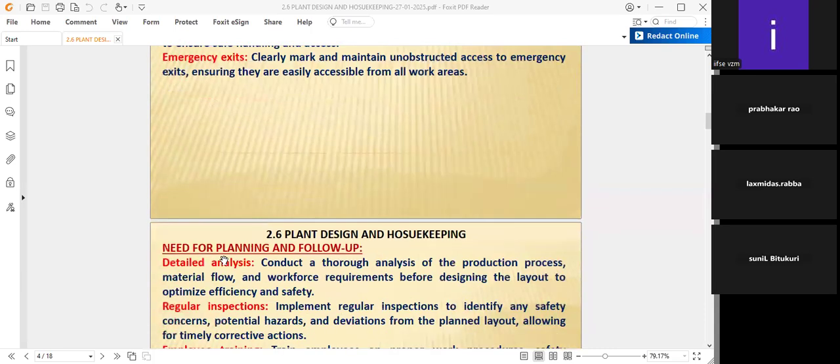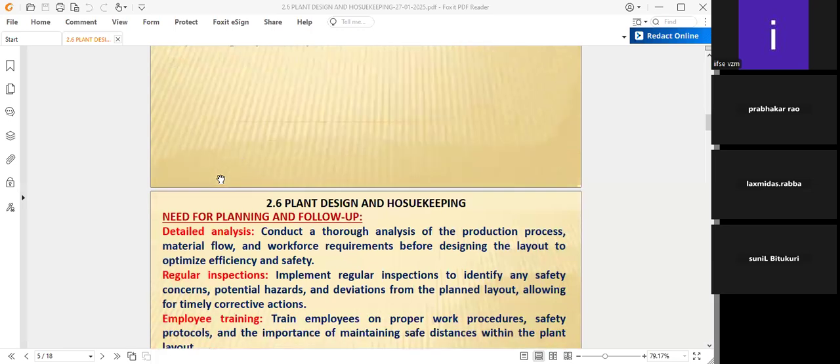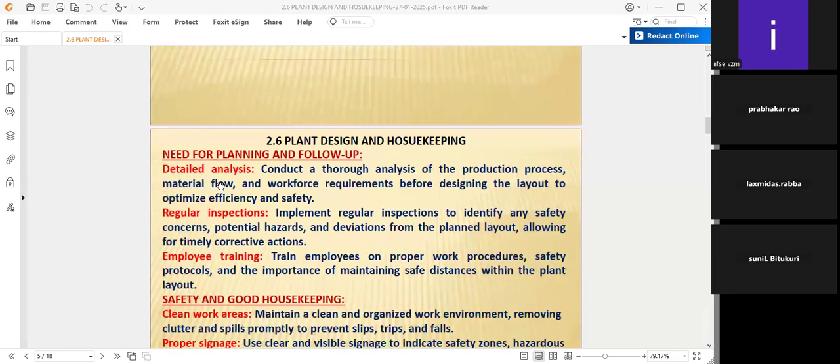If construction is already done, you cannot do anything, but we have to do hazard identification, risk assessment, job study, and all these things to reduce the risk. That we have to take care of.